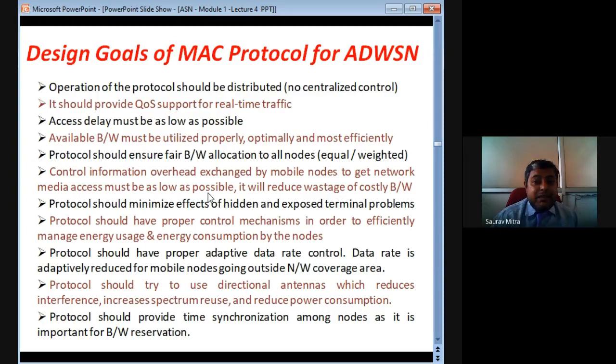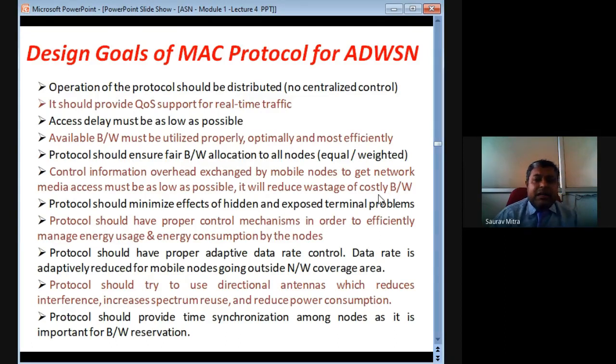Okay, so there should be as much data as possible. Control and communication overhead should be as little as possible. In that case, that will reduce the wastage of costly bandwidth. So bandwidth should be used only for data.